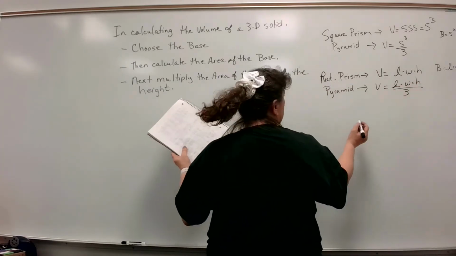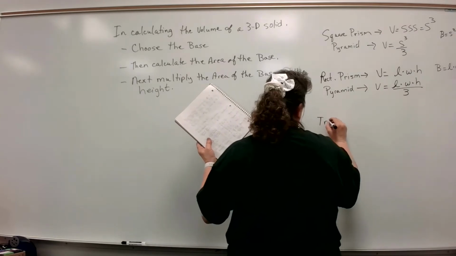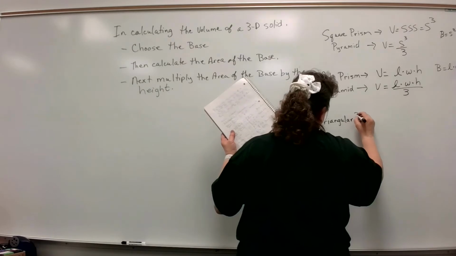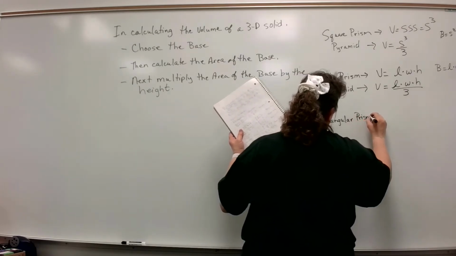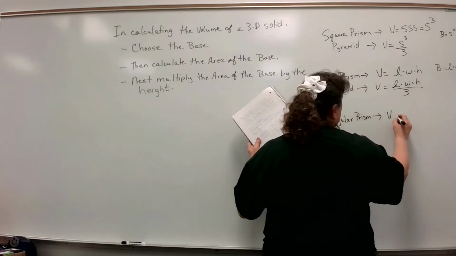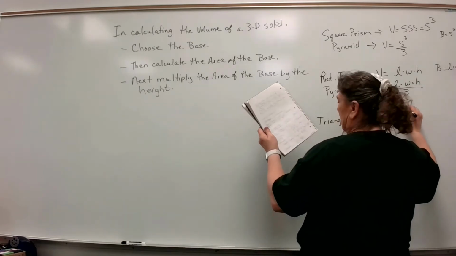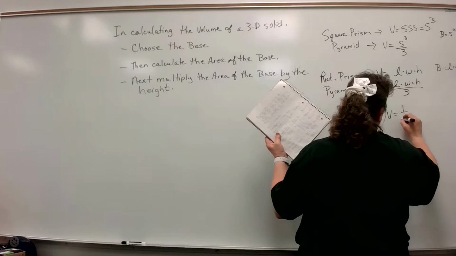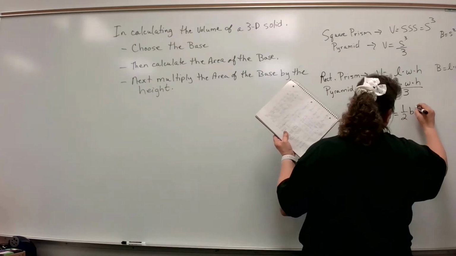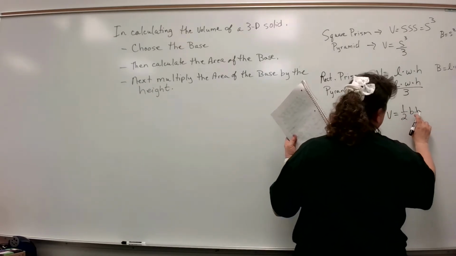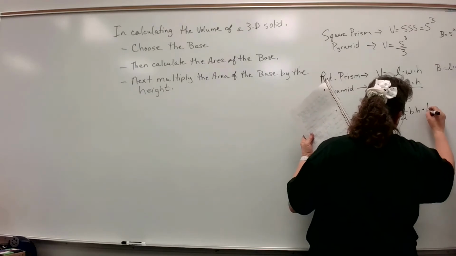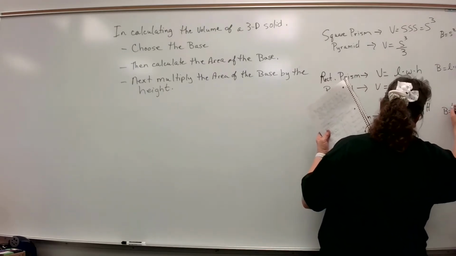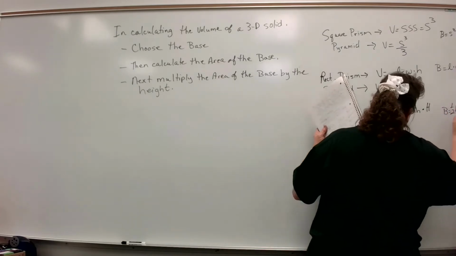Okay? Triangular prism. Its volume is equal to the base, which is 1/2 base times height, little h for the height of the triangle, times the height of my prism. My base of the triangle is 1/2 base times height.